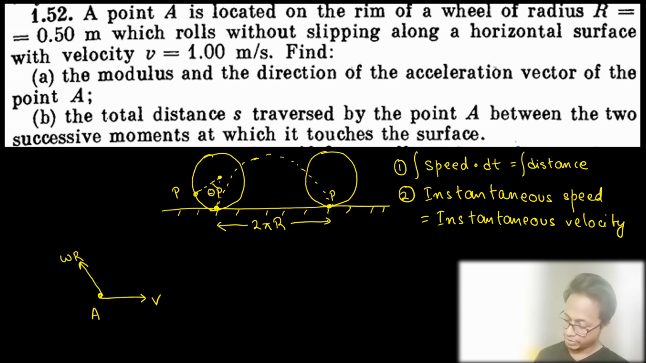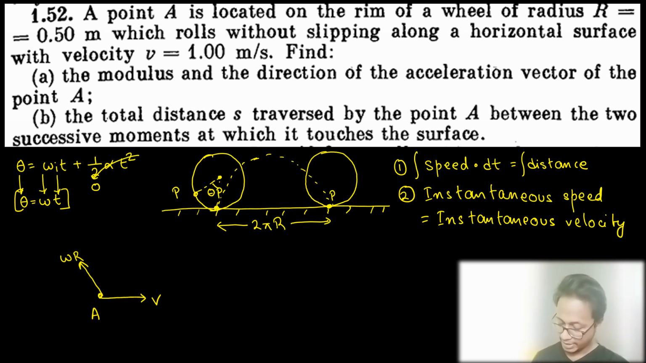So is there a relation between theta and t? Of course, theta is equals to omega initial t plus half alpha t square. Since there is no angular acceleration, this entire component becomes 0. Or theta is equals to omega t. So the angle theta is equals to omega t. Now this velocity is equals to omega r from rotational component, and this velocity is equals to v from translational component.